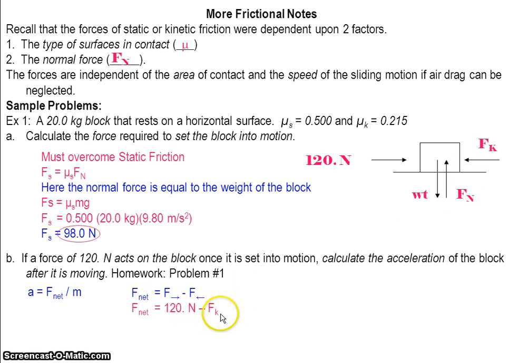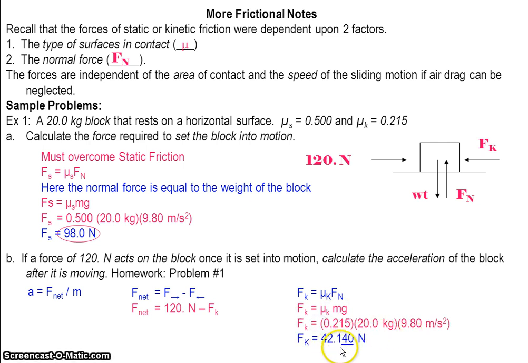And we can plug that in. And for Fk, we can plug in mu k Fn. We know the normal force is mg. Solve for the kinetic friction. Substitute it back in. Do our subtraction here, and now this is our net force acting on the block, which is 77 newtons in the direction of motion. We then can plug it into this equation here. We know the mass. 2 digits, 3 digits. Answer then has 2 digits.